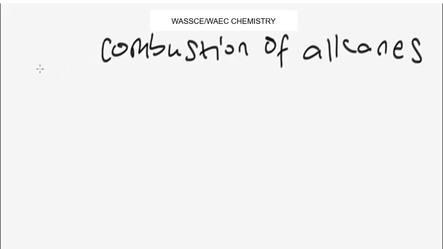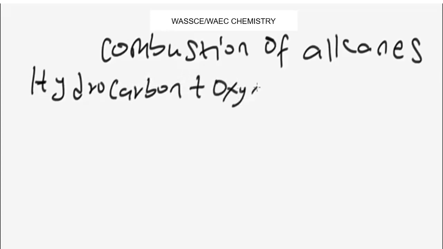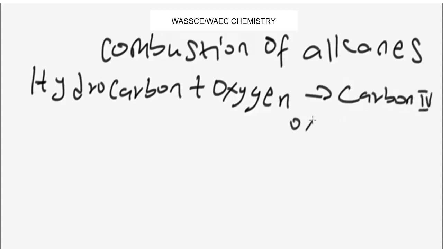So basically, when hydrocarbons react with oxygen, when there is enough oxygen gas or excess oxygen gas, we're going to have the products to be carbon dioxide and water. So these will be the waste products of the reaction. Remember that energy is also released as well. Now let's look at a chemical equation for this.